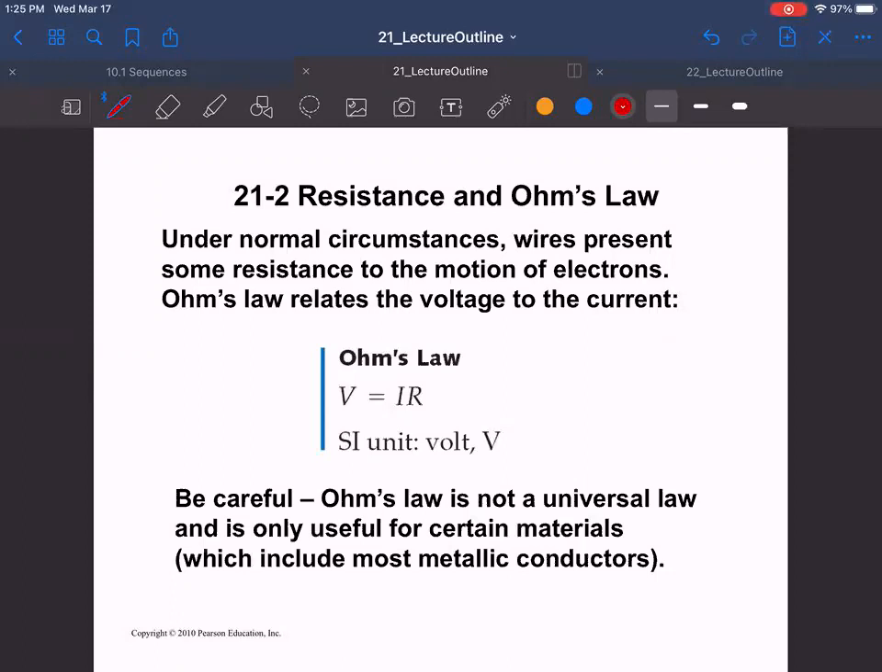Now, Ohm's law does not work for every material. It does not always work. When it works, you use it. And when it doesn't work, you don't use it. There are certain materials that are called ohmic materials, and they are called that because they obey Ohm's law. If they do not obey it, they are non-ohmic materials, and you don't use Ohm's law. It's as simple as that. The resistors that we're going to be talking about shortly will be ohmic resistors. They will work with it.